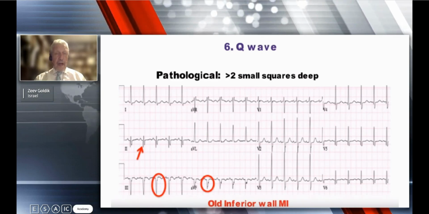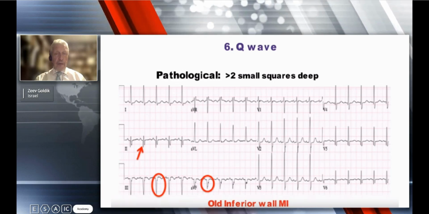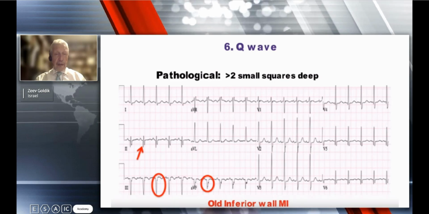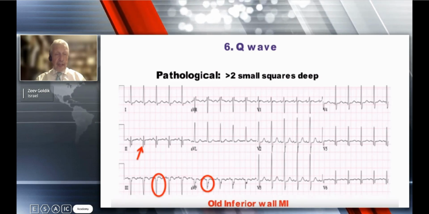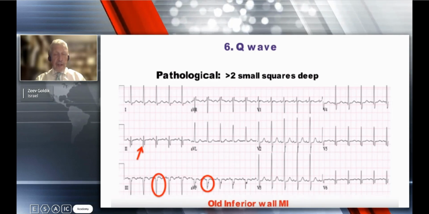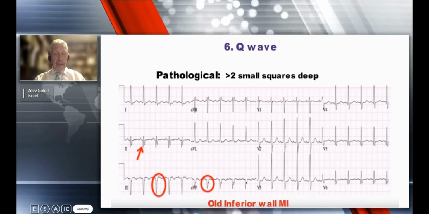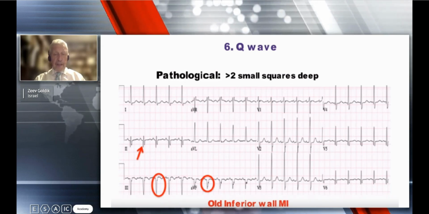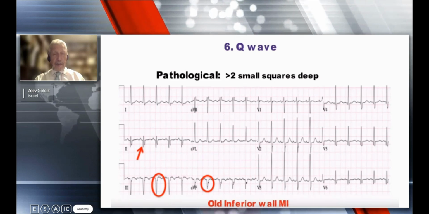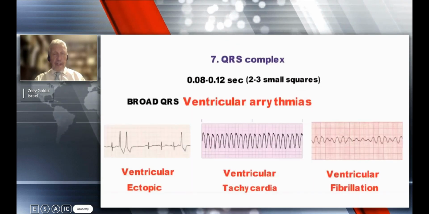A normal Q wave should not be deeper than 2 small squares. If it's deeper than that, like in this example, for instance, in 2, 3, and AVF, that means the inferior wall, that means an old event that happened, like an old inferior wall MI, because the Q wave is deeper than 2 small squares.